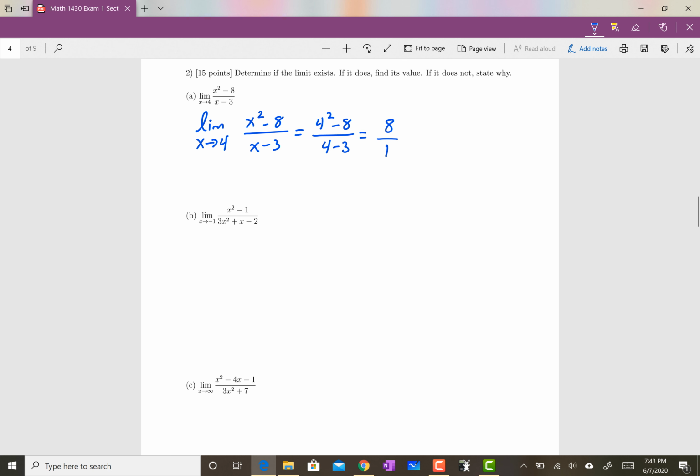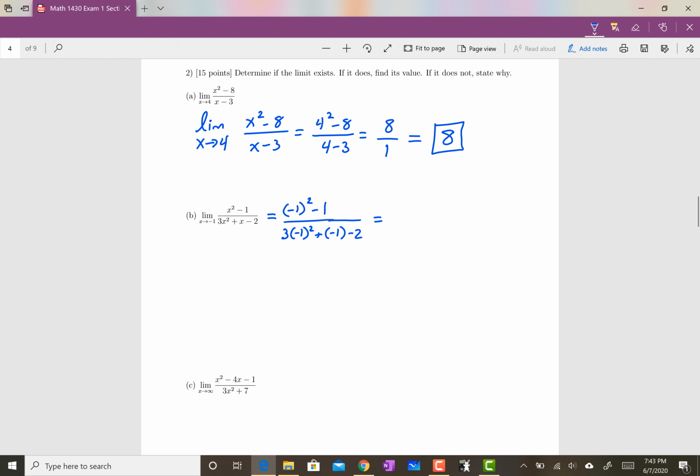Nothing bad happened here. So let's go ahead and simplify. 8 over 1 is just 8. And that would be our answer. Now that's rather boring, so hopefully the next one will be a bit more exciting. So let's actually plug in the value -1 for x. We're going to get -1 squared minus 1 over 3 times -1 squared plus -1 minus 2.